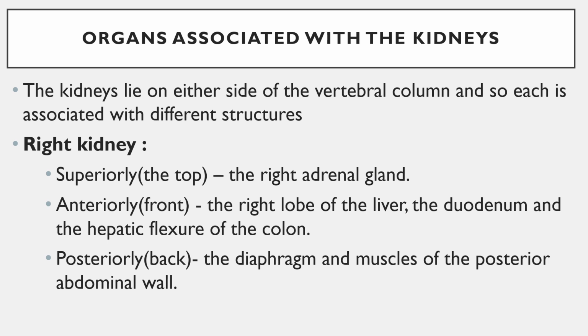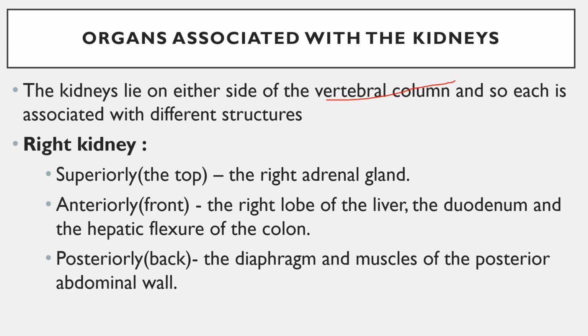So these organs, they are saying here, the kidneys lie on either side of the vertebral column. That's a repetition of what we said, and each is associated with different structures. Remember, we said one is on the right, one is on the left, and one is slightly lower than the other one. Also in the abdomen there are different structures or organs inside. So we will talk about the nearest organs to that specific kidney. Let's start with the right kidney.